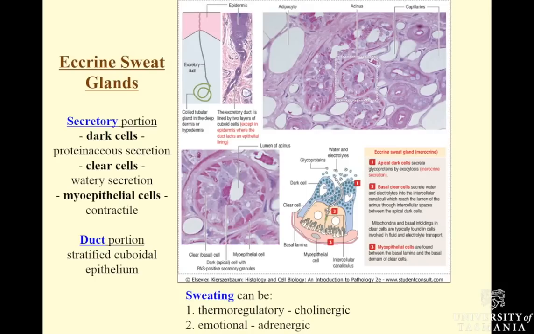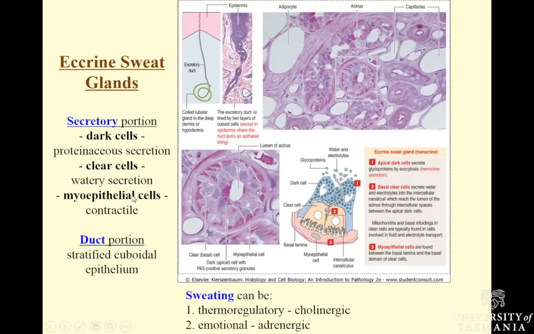So eccrine sweat glands have two components. They have the secretory component and they have the duct component. Within the secretory component, we can actually find three different cell types. We can find the dark cells, represented here as these sort of blue cells in this diagram. And they're responsible for the proteinaceous secretion, so the glycoprotein that's often released into sweat. The clear cells, indicated here, this sort of orangey colour, release the watery secretion, so the water and the ions components, so the chloride ions and sodium ions and things like that. So salt is one of the components of our sweat as well.